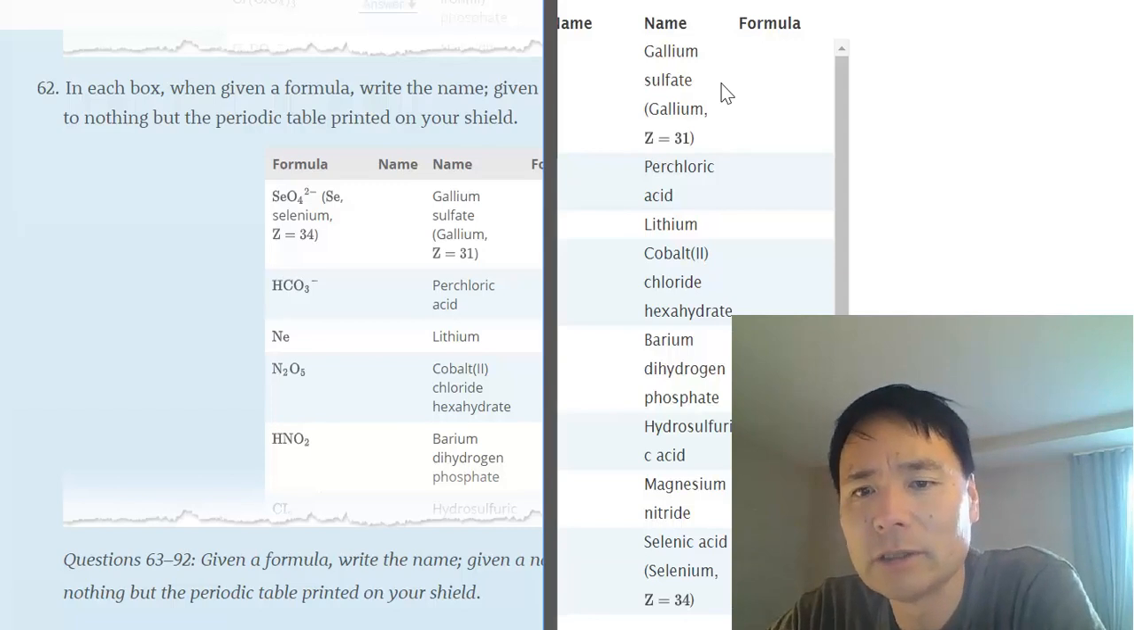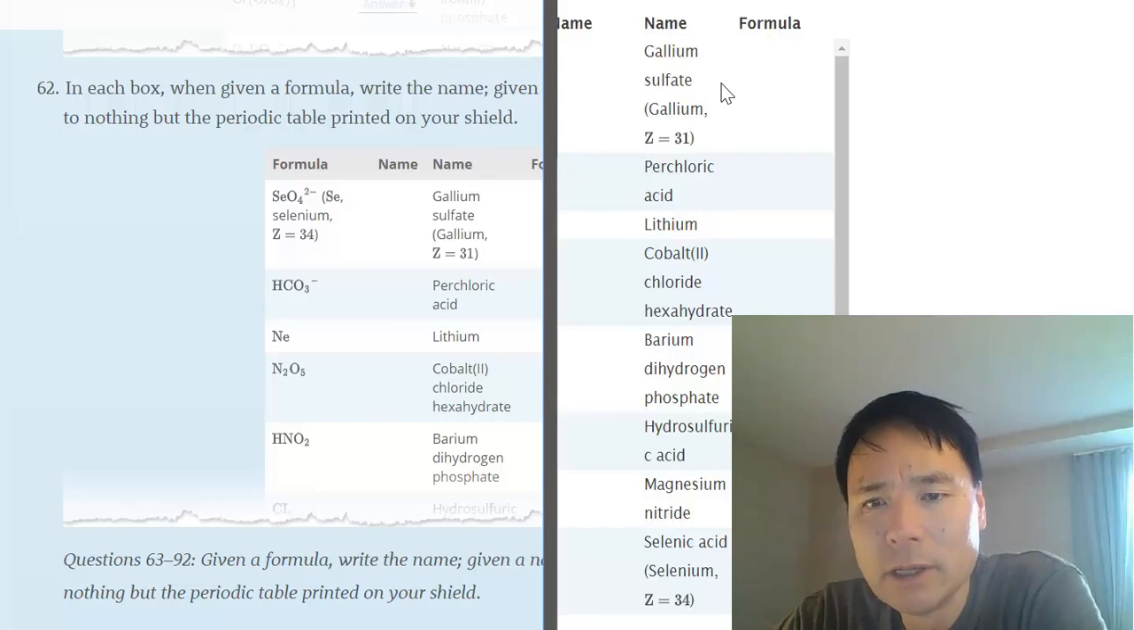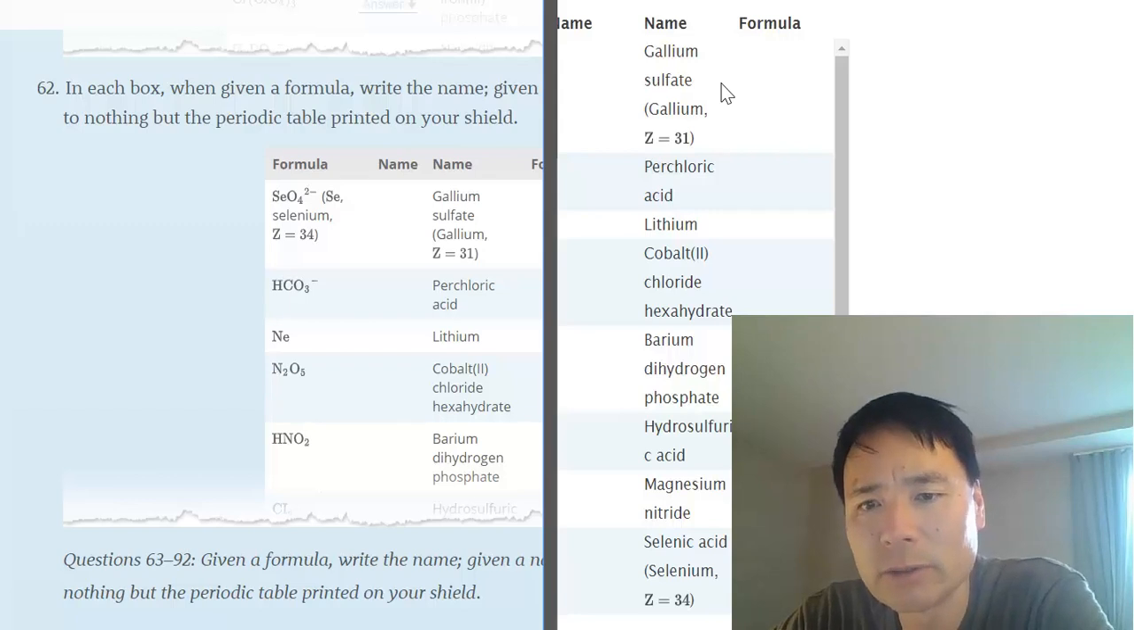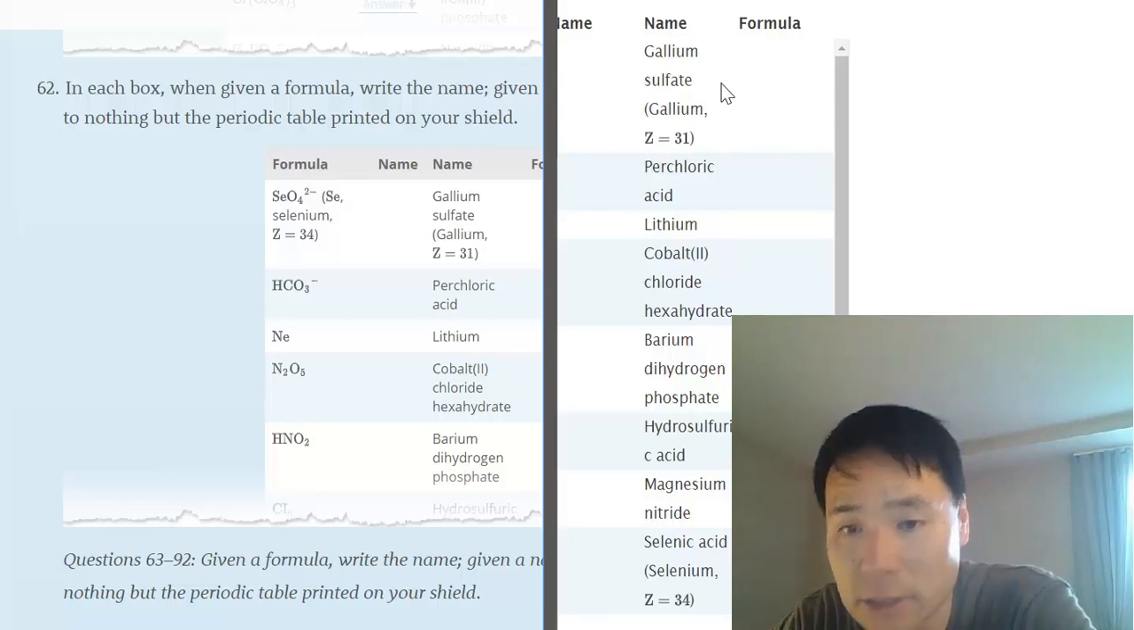Perchloric acid. Perchloric would be a perchlorate. ClO3 is chlorate, so perchlorate is ClO4 with a minus charge, so it's HClO4, perchloric acid. Lithium is the element Li. Cobalt 2 chloride hexahydrate. Cobalt's a 2+, chloride's -1, so CoCl2 dot 6 H2O.